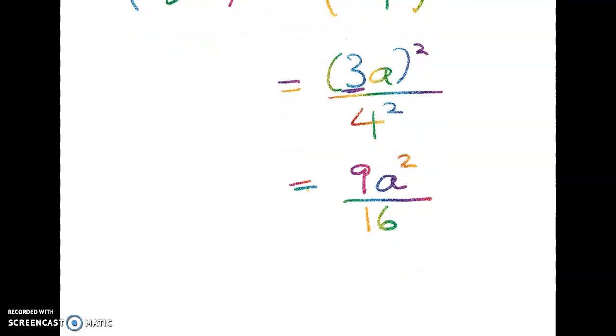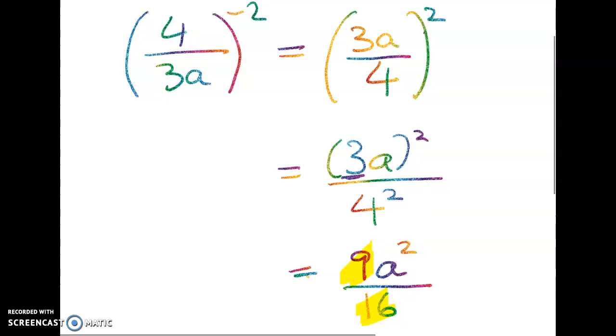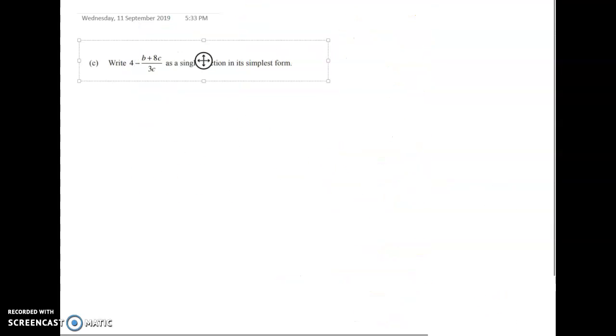Now let's quickly check, can we simplify that fraction any further? No, we can't. There's no common factor in 9 and 16. So that's our final answer. And not surprisingly, that's another achieved question. So this next one is an algebraic fractions question.